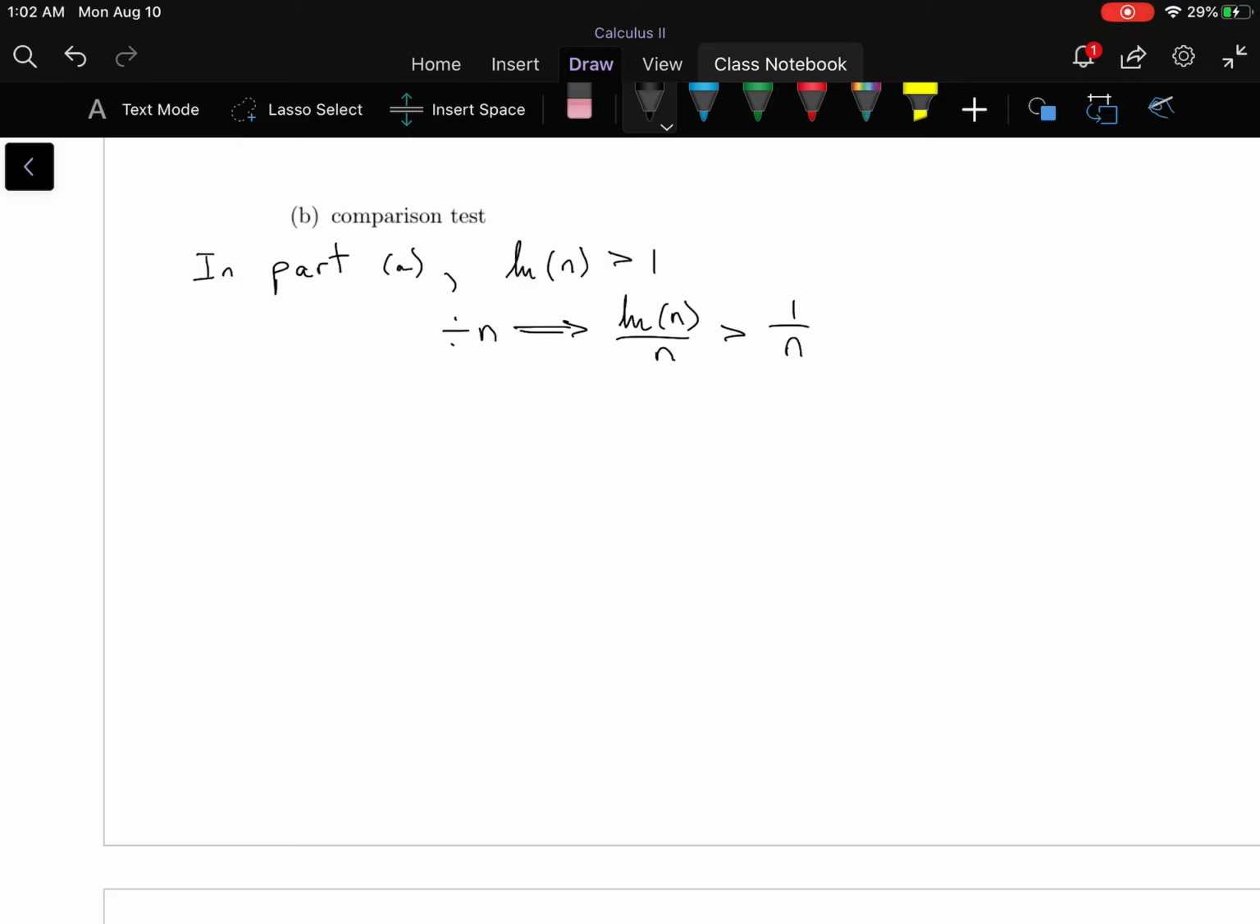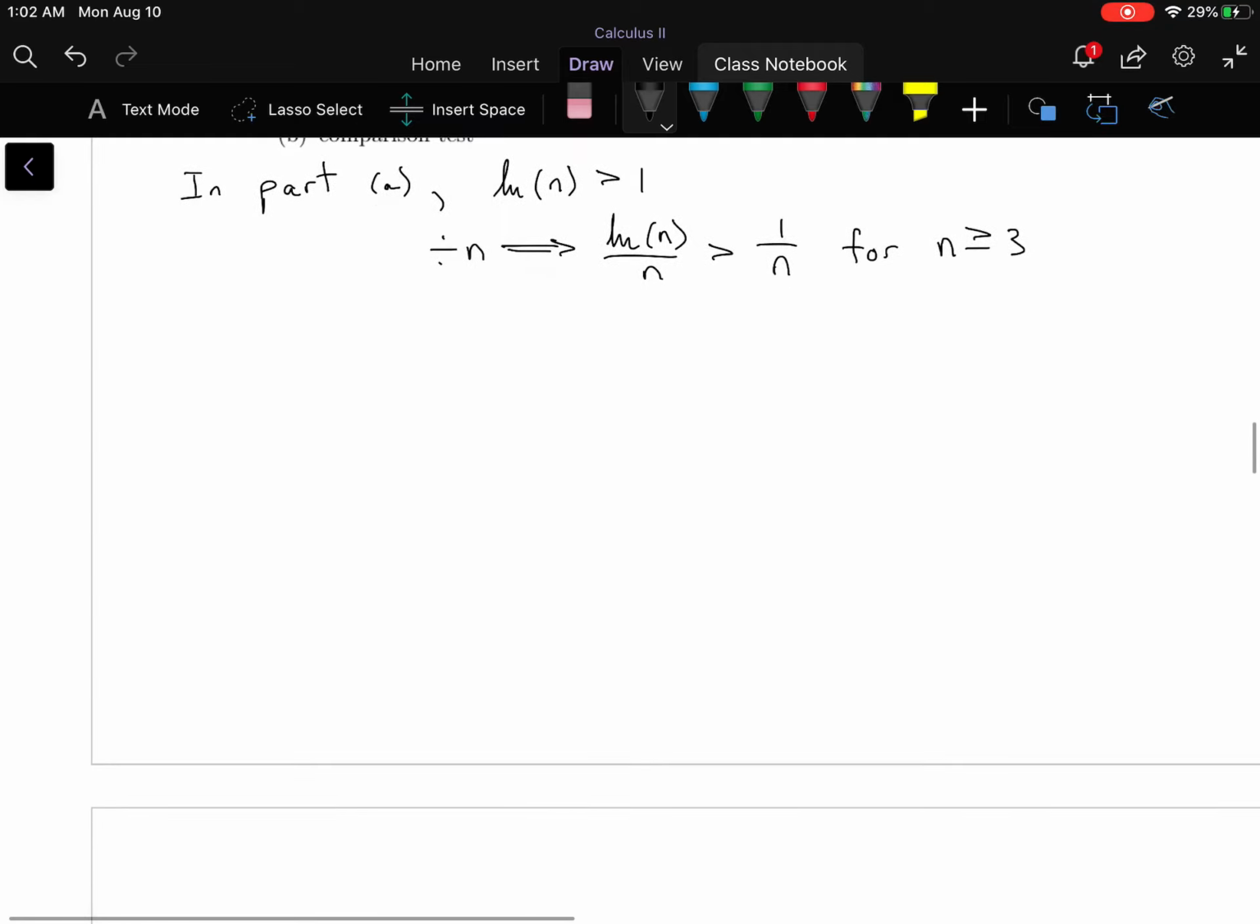Now note that this gives us a bound, and we had even found in part A that this will hold for sure for n greater than or equal to 3. So this gives us a bound. In the last handout, we proved that the sum of 1 over n, which is a harmonic series, diverges.